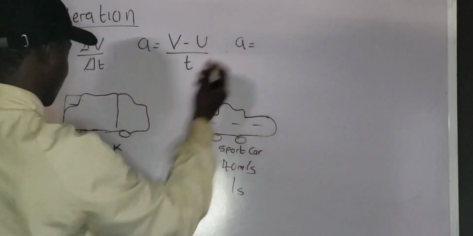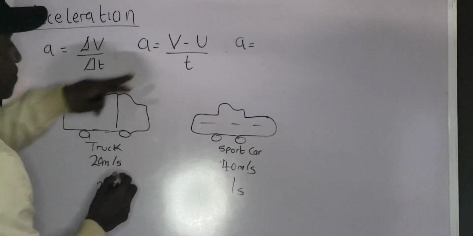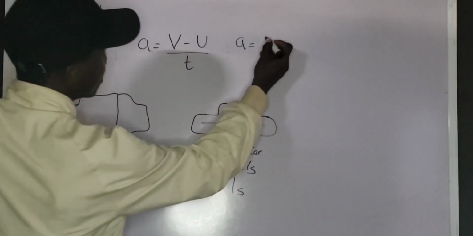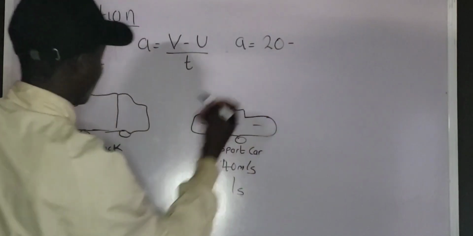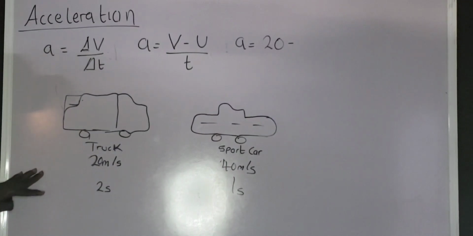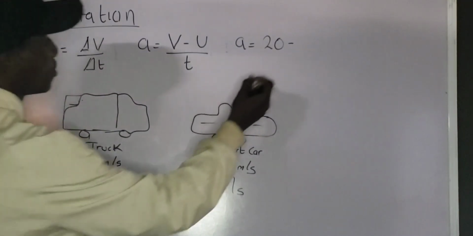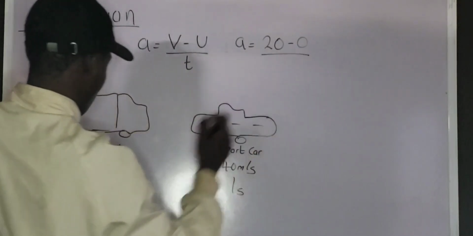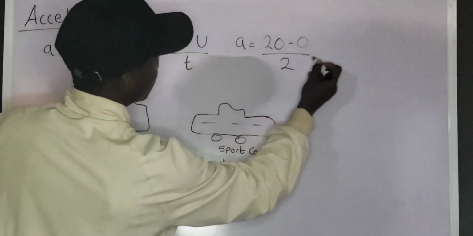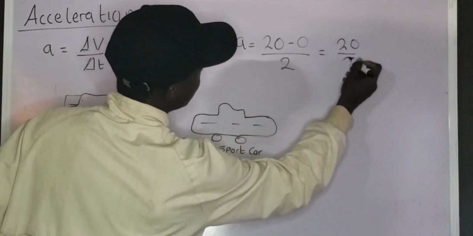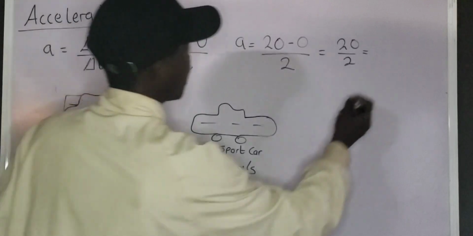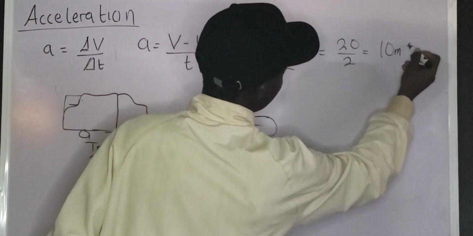The acceleration is the final velocity, that is 20 meters per second, minus the initial velocity. The initial velocity of this truck is 0. You understand? So that will be 20 minus 0 all over 2, that is time. So that will be 20 all over 2, which is given as 10 meters per second squared.